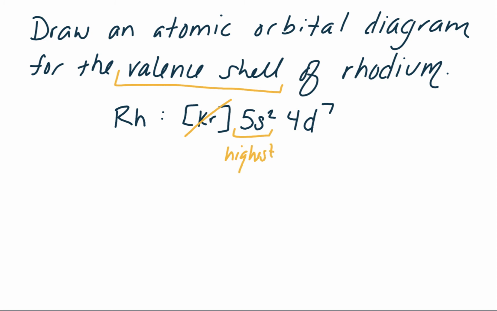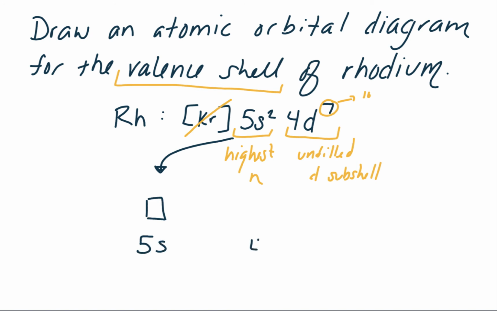Now remember, we also have to look for electrons in the D or F subshell that is not full. Since the D subshell can hold 10, but it's actually only got 7 in this case, this is not full, so this is also valence. So both of these will be included in our orbital diagram of the valence shell. Any S sublevel will only have 1 orbital. Any D sublevel will have 5 orbitals.